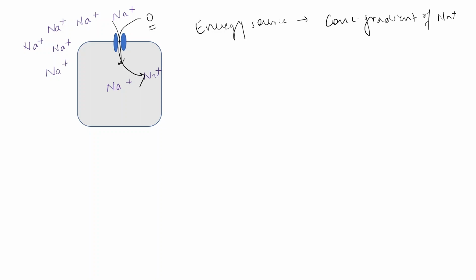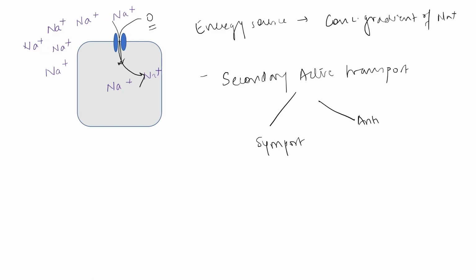Therefore, this mechanism is called secondary active transport because the energy is not directly obtained from ATP. Okay, here the source is the concentration gradient. Therefore, it is called secondary active transport. Now, based on the direction of movement of these ions, it can either be symport or it can be antiport, right?